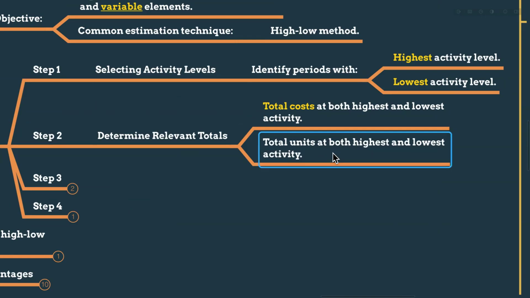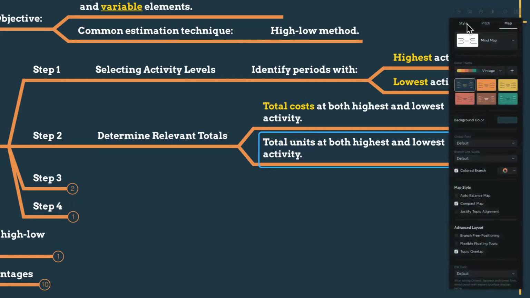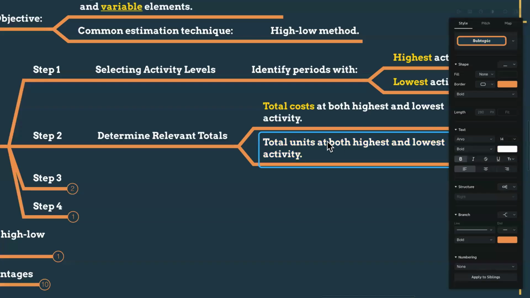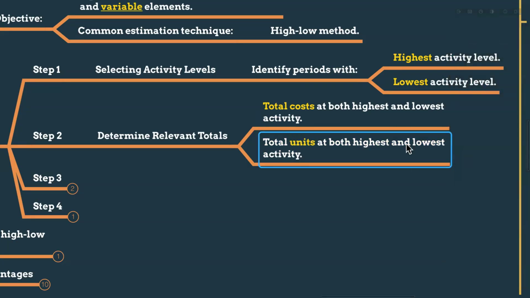So the units also, here we are going to identify the units. In the highest activity level, how many units have we produced? For example, if we incurred a cost of around 100,000, that is our highest cost. And what are the units we have produced for that highest cost? That is the total units at the highest, and likewise in the lowest activity.